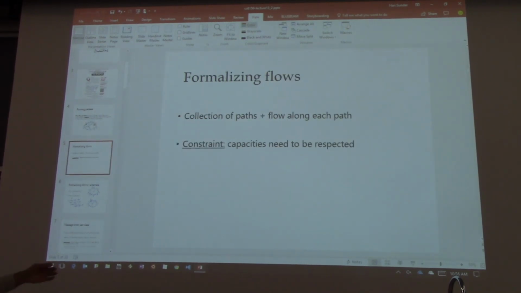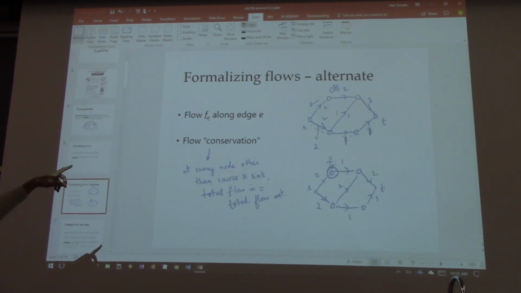And last time I said that one way to think about flows is as a collection of paths. Another way is just by saying on every edge there is some flow F sub E. Every edge has some capacity which we denoted by C of E, and F needs to be smaller than or equal to the capacity. We said that a flow is valid if at every node apart from the source and the sink, the total amount of flow going in is the total amount of flow coming out. If that is satisfied, then these two notions are equivalent. So this is what we said last time.